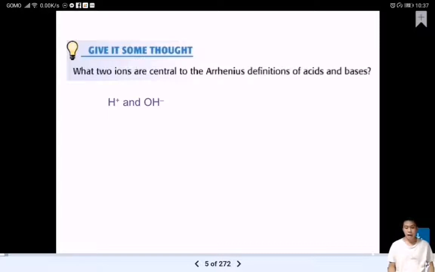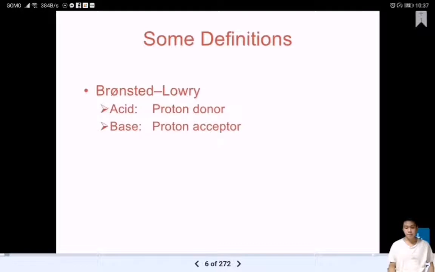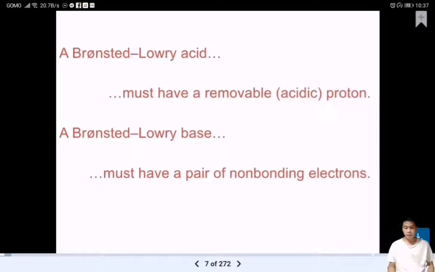So, acid is H plus and base is OH minus. Now some definitions of Bronsted-Lowry: an acid is a proton donor and a base is a proton acceptor. So Lowry said that an acid must have a removable acidic proton, and a base must have a pair of non-bonding electrons.